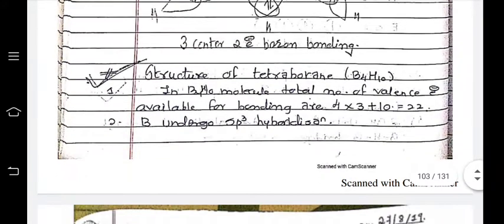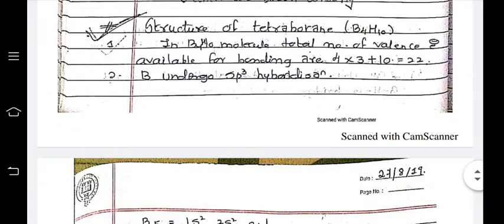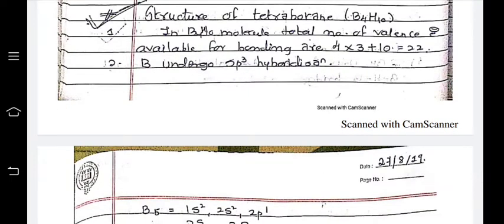Structure of tetraborane. In the B4H10 molecule, the total number of valence electrons available for bonding is 4 into 3 plus 10, which is 22.